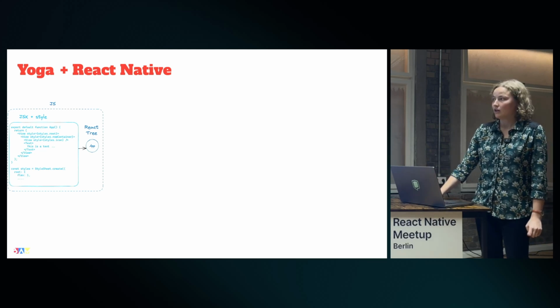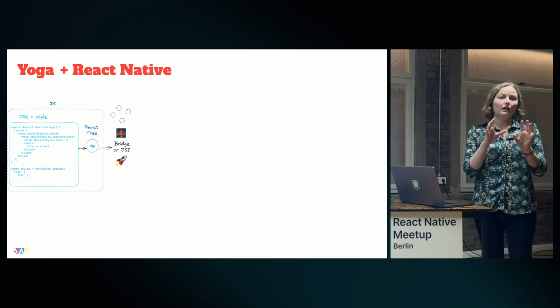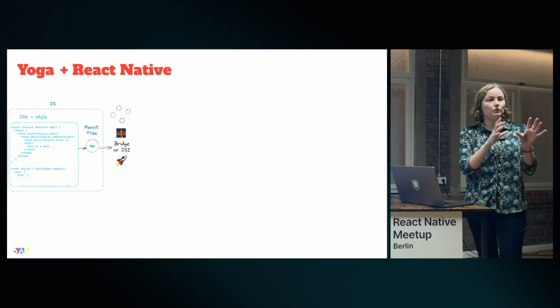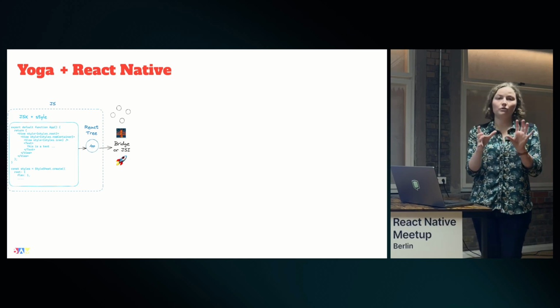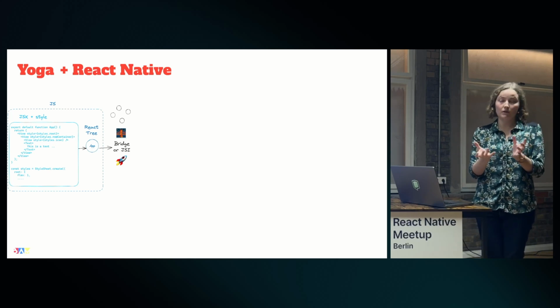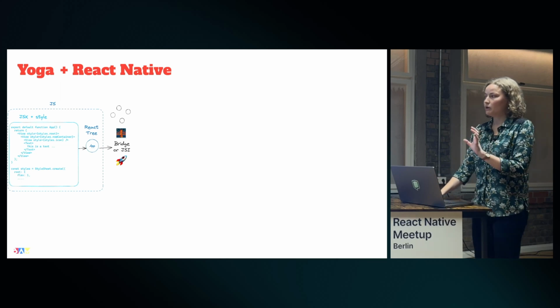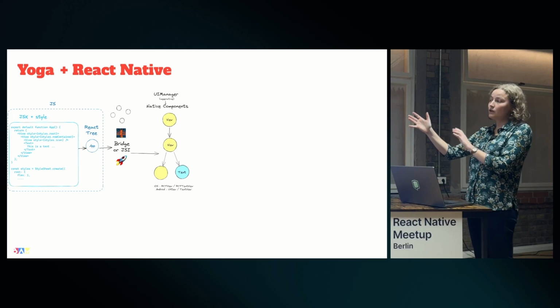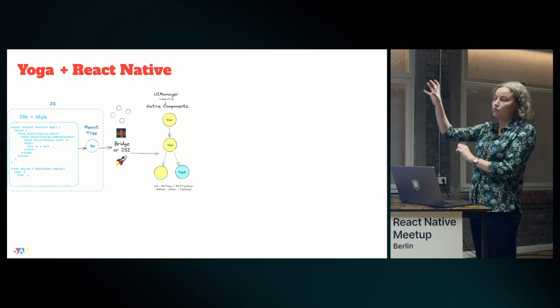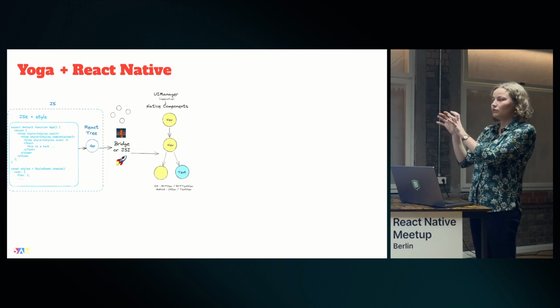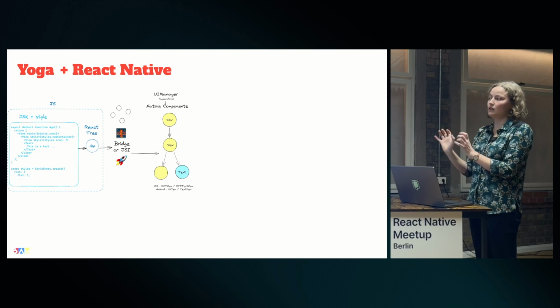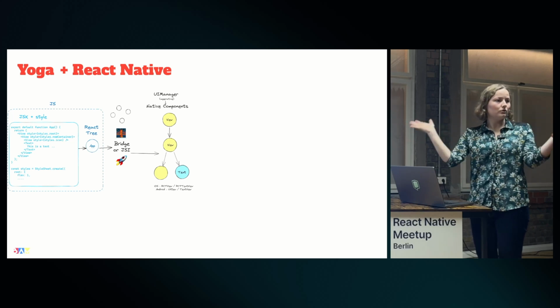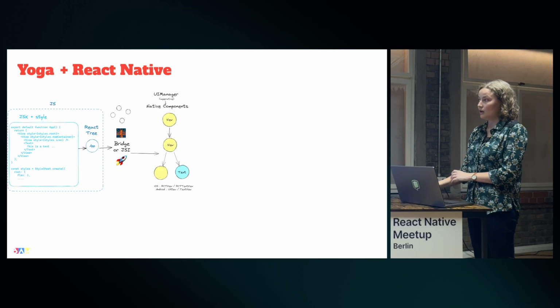Then, from this tree, using the bridge and asynchronous events if you use the old architecture, or using JSI synchronously if you use the new architecture, you create the same tree, but on the native side with native components. Here you have the root view, the row container view, and then the icon and the text. It's my basic example I will use during the entire presentation.